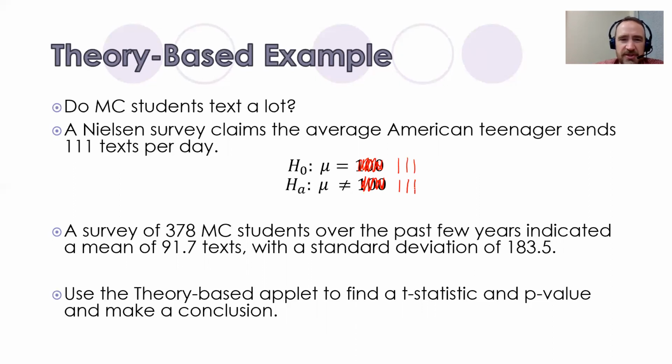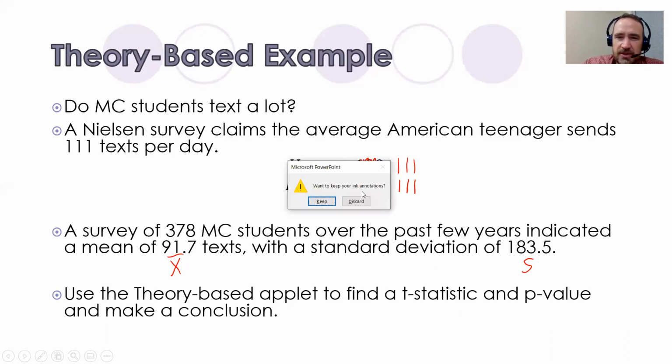A survey of 378 Maryville College students over the last few years indicated a mean of 91.7 texts with a standard deviation of 183.5. So this is from our sample. And so this is our X bar here, 91.7. And this is our S, our standard deviation from our sample, 183.5. How can we use a theory-based approach to see how we feel about this null hypothesis that the mean number of texts at Maryville College is 111? We can use the applet, plug in our information, find a t statistic and p-value, and make a conclusion.